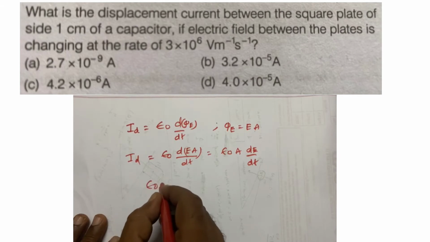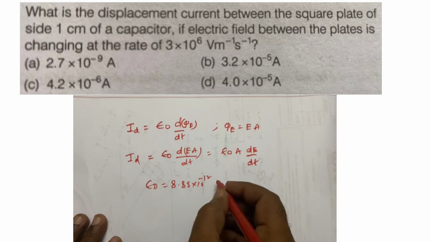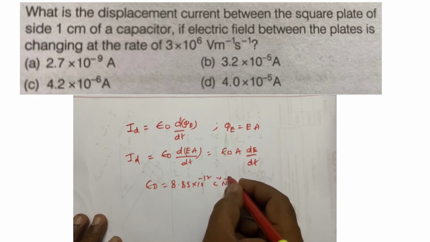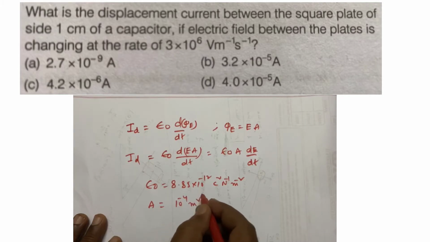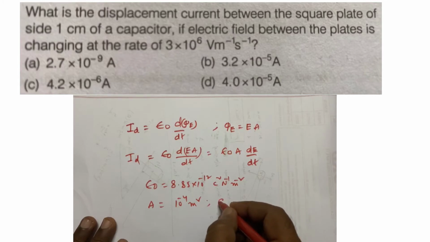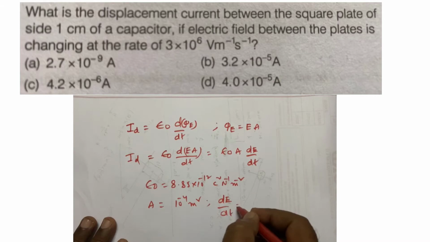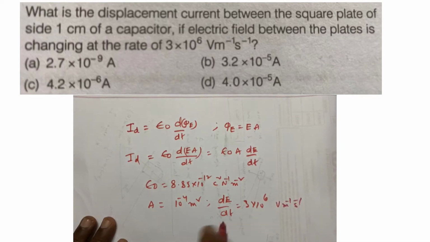Here epsilon naught equals 8.85 into 10 to the power of minus 12 C squared N inverse m inverse squared. A is the area of the plate, 10 to the power of minus 4 meter squared. dE by dt, the rate of change of intensity of electric field, is 3 into 10 to the power of 6 volt per meter per second.